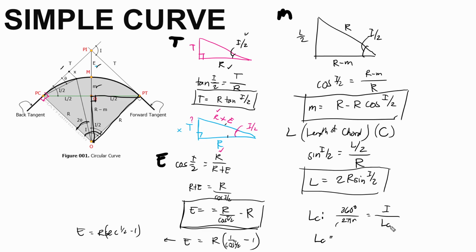So, LC, cross multiply, ito magiging pi na lang. Then, multiply doon, that is pi r I over, dahil ito yung nangalahati na, 180 degrees. So, ito naman yung length of curve. So, LC, length of curve naman siya. So, yun yung gagamitin natin.